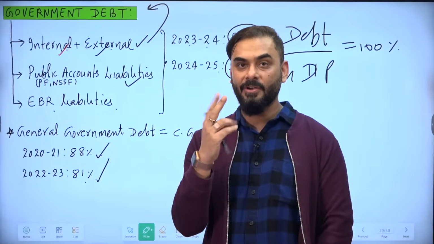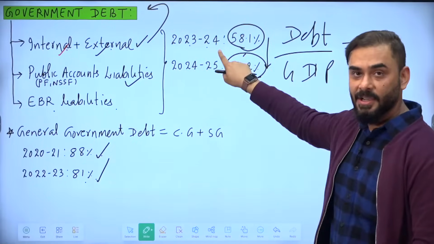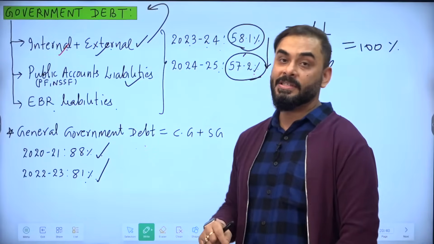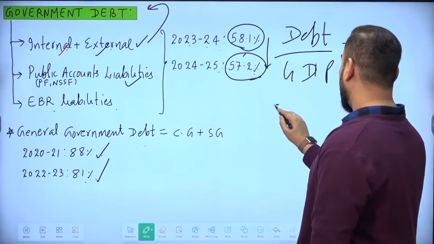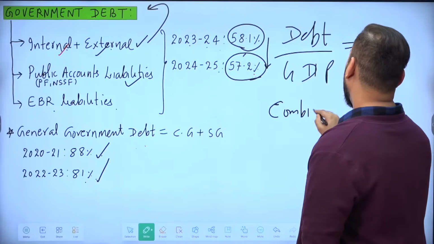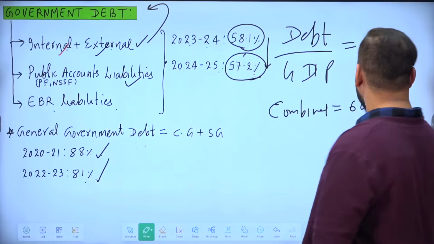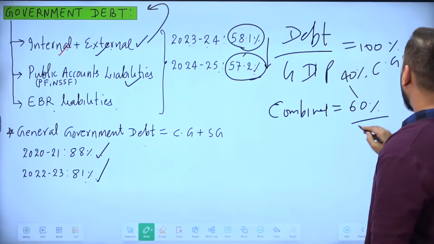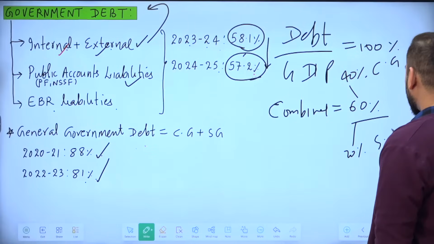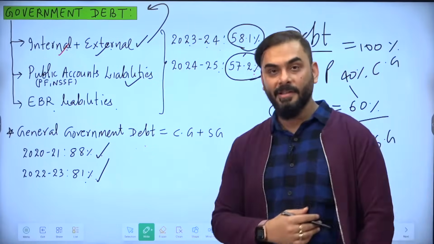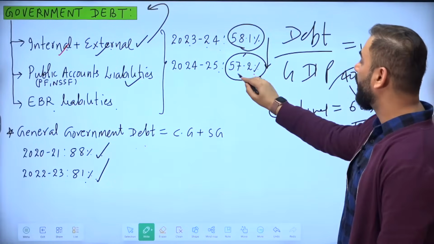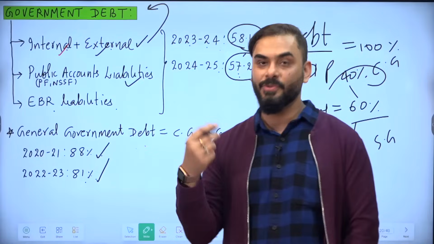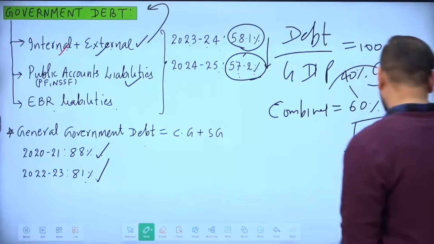So there are two ways to look at debt. One, only look at the center, which is this. The other is to look at both center and state combined, which is this. The NK Singh Committee in 2016-17 said that the combined debt should not be more than 60%. So 40% for the center and 20% for the states. Right, this is what the NK Singh Committee said. 40% for the center. But look at the center's 57.2%. This is where I feel that the government needs to improve a little bit to make it better for the economy.